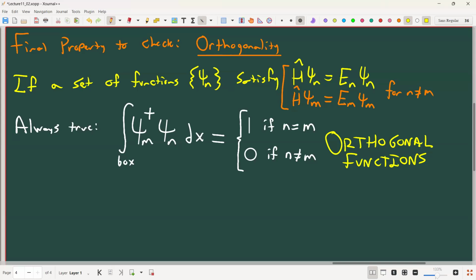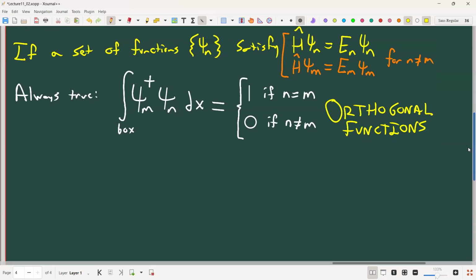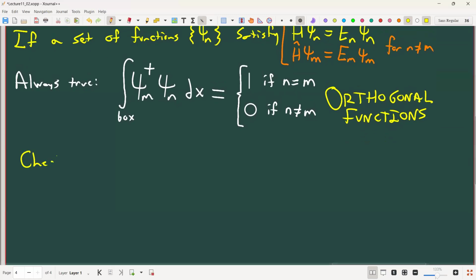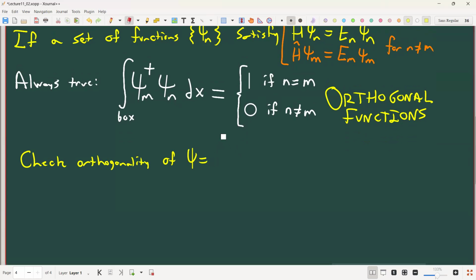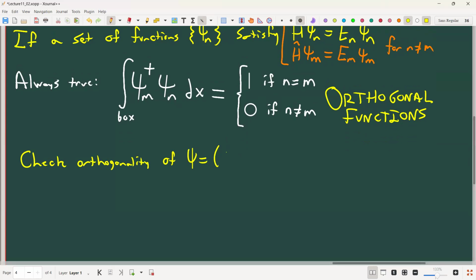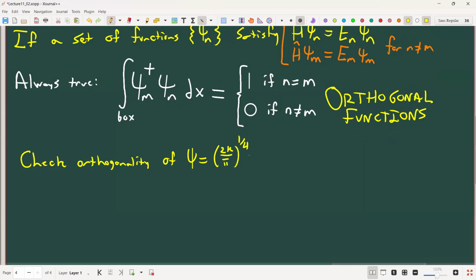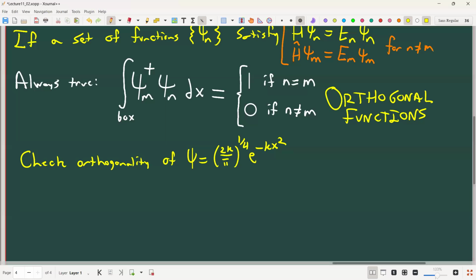Okay, so what we need to do is check if our Gaussians, our bell curves, are orthogonal. The way I'm going to work it out is this. Let's check orthogonality of psi equals, what was it? Sorry, it was the normalization constant: (2k over pi) to the 1/4 e to the minus kx squared. That's the normalized function we came up with on the previous page.